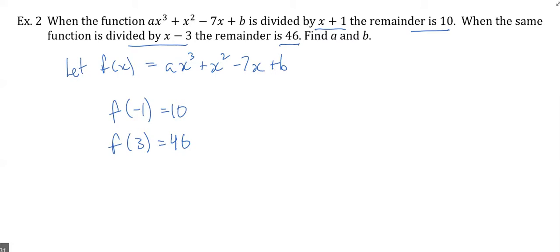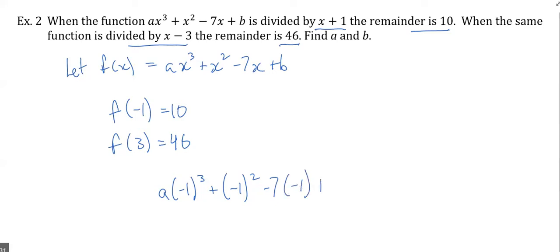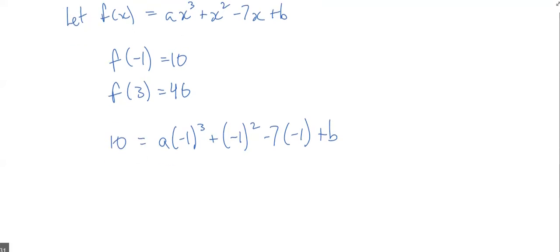What if I were to sub -1 into the function that I have? It's got A's and B's, but let's do that. A times -1 cubed plus -1 squared minus 7 times -1 plus B. And what will that be equal to? 10. I'm going to simplify this. I get 10 equals, so that's -A, and that's 1, plus 7 plus B. Subtract 8 from both sides. I get 2 equals -A plus B.